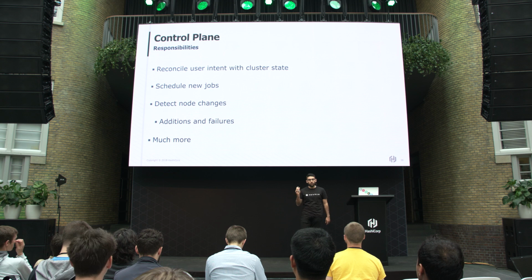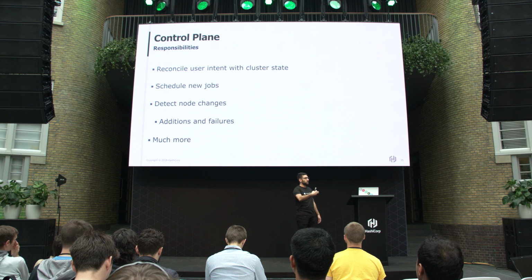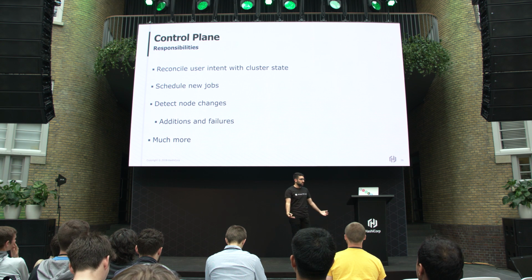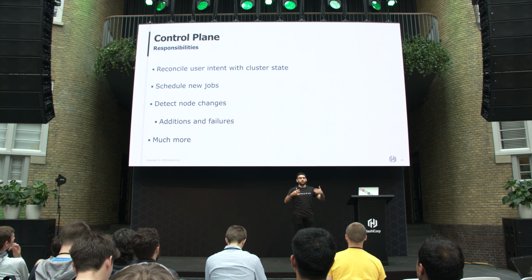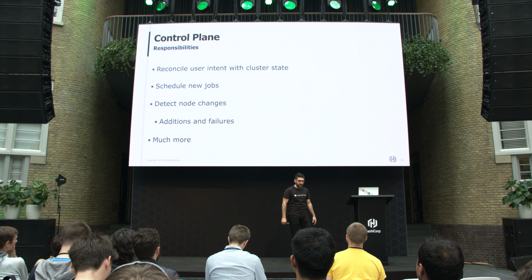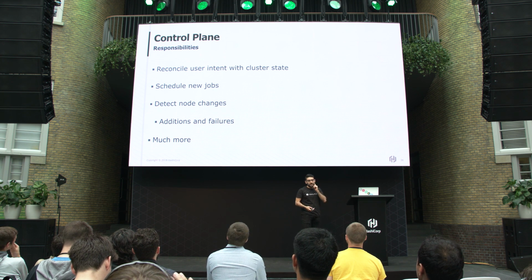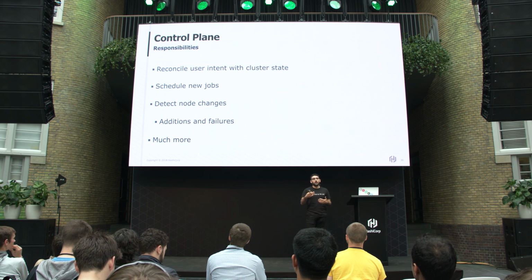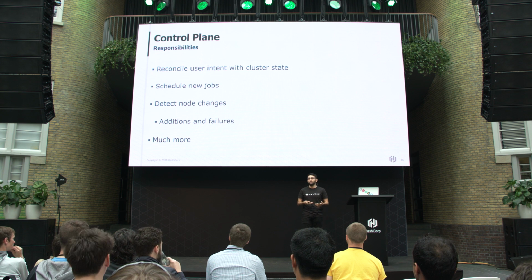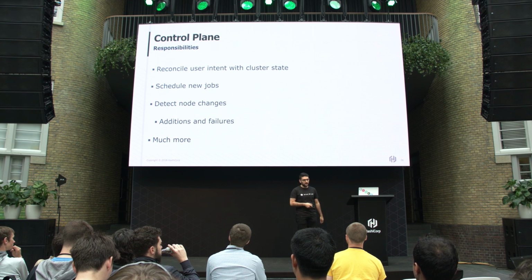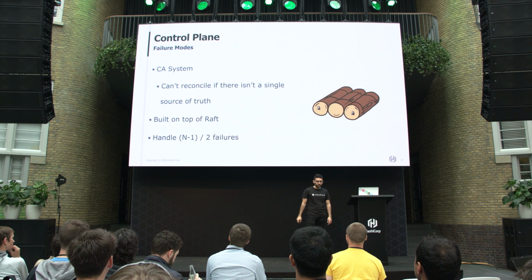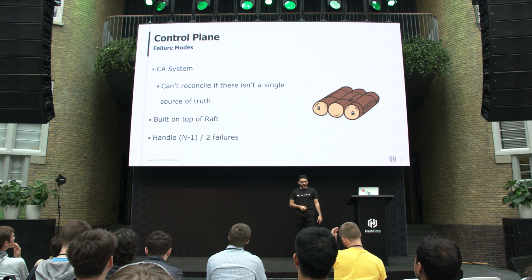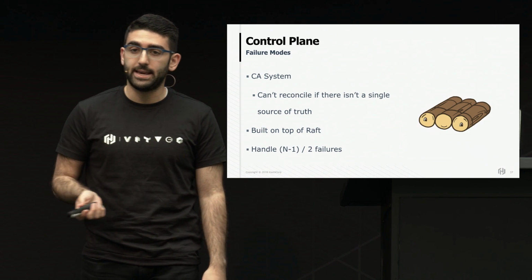You can almost boil it down to just the top bullet. It reconciles user intent with cluster state. So if you ask it to run 100 jobs, its job is to always make sure those are up as you've defined it. What that means is it schedules new jobs when you submit them. If nodes fail or come up, it should then react to them and place new jobs or migrate old ones, and much, much more.